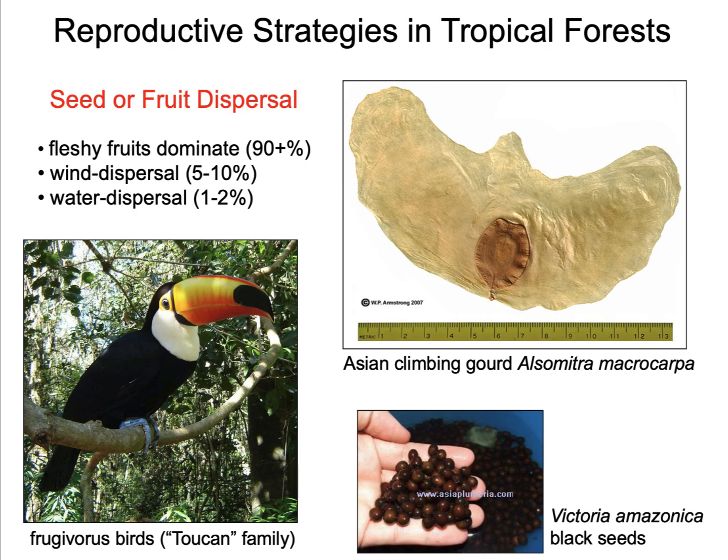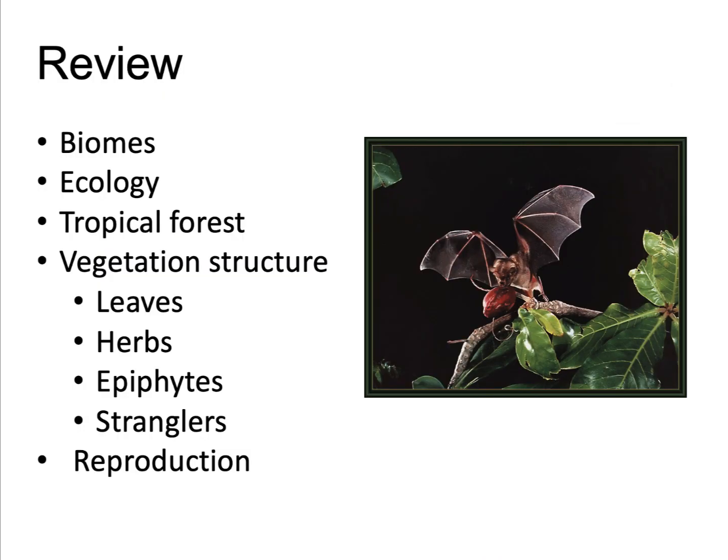All right, so I hope that was interesting for you to learn about biomes and ecology in the context of a tropical forest. We've learned about vegetation structures, focusing on leaves, herbs, epiphytes, and stranglers for our case study. And then we learned all about the pollination biology and seed and fruit dispersal in general for tropical forest plants.